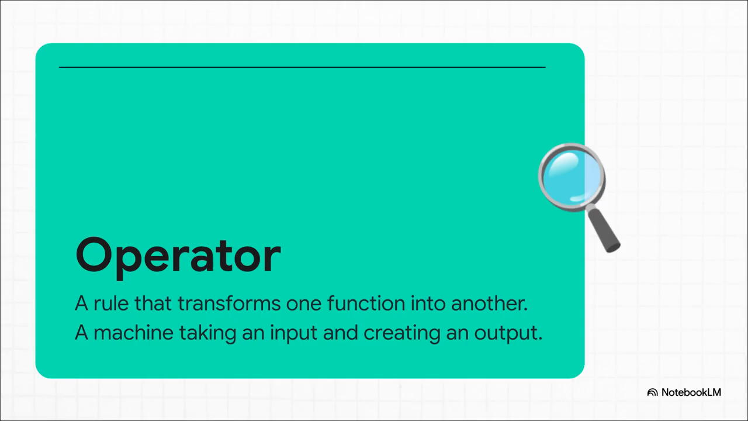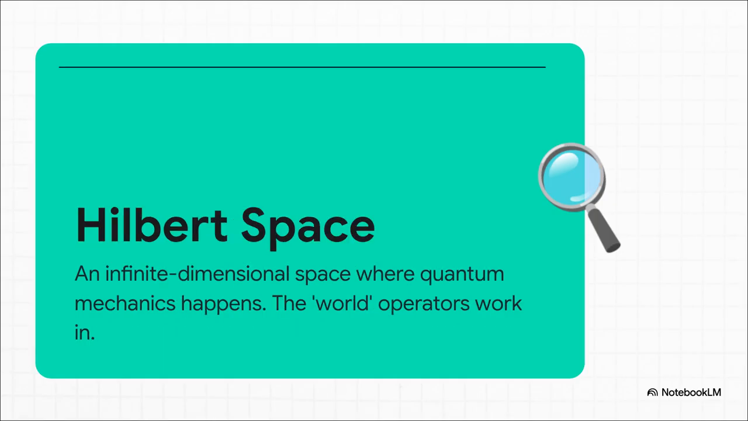And the best way to think about it is like a machine. You put a function in one side, and that function describes the state of a system, and the operator processes it and spits out another function on the other side, maybe one that tells you the system's energy. Input, process, output.